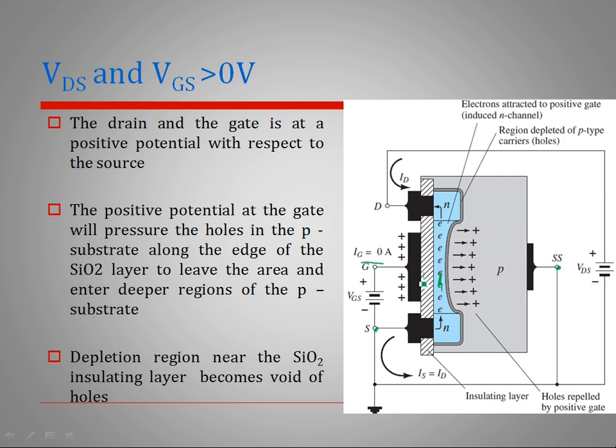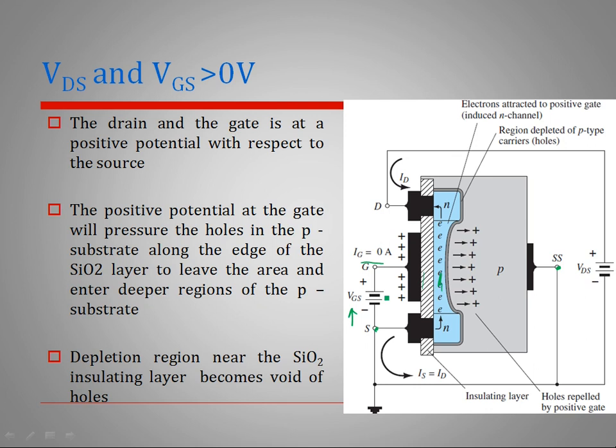Now, what happens as VGS increases in magnitude? This was 0. Now we have applied a potential, and now we are trying to increase this VGS. What happens? If VGS increases, the electron concentration here will also increase. Until when? What will happen? This induced N-type region will support a current flow between the drain and source.